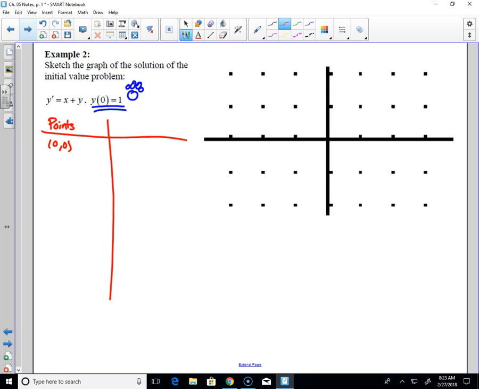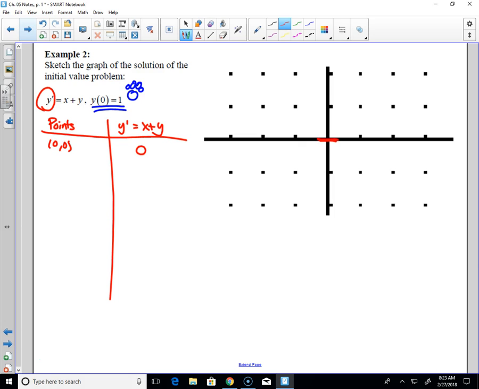My dy/dx or my y prime is equal to x plus y. In a differential equation, to get the slopes, you've got to get y prime alone. But then when I plug in, 0 plus 0 is equal to? All right, so that one's flat.